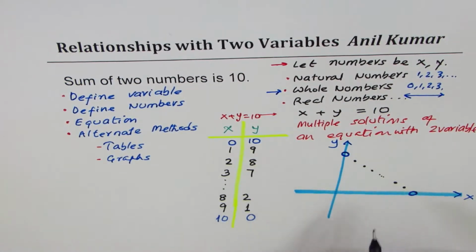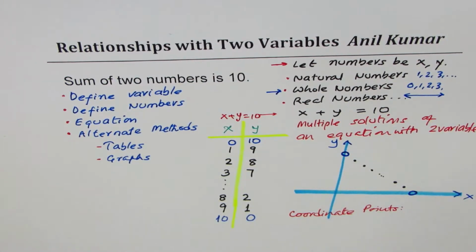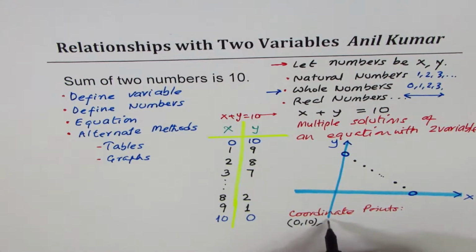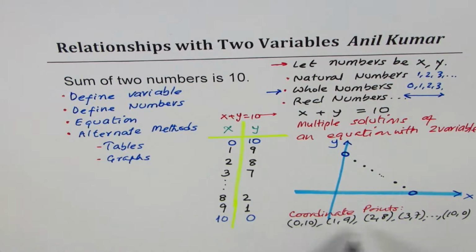We could also write this solution in another form, like coordinate points. Let me write down the solution as coordinate points. In coordinate points, we'll write the solution as 0, 10, 1, 9, 2, 8, 3, 7, so on till, let's say, 10, 0. Okay, so that also becomes a solution. Table is a solution. Graph is a solution.